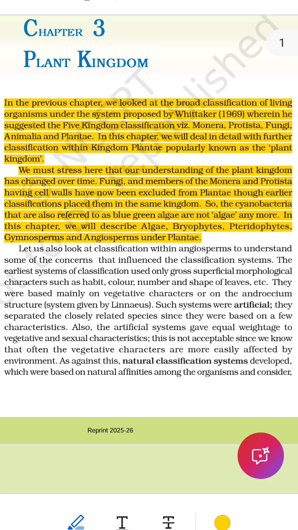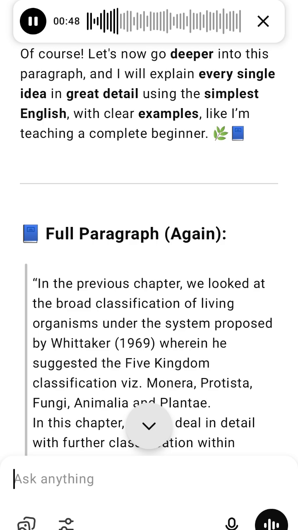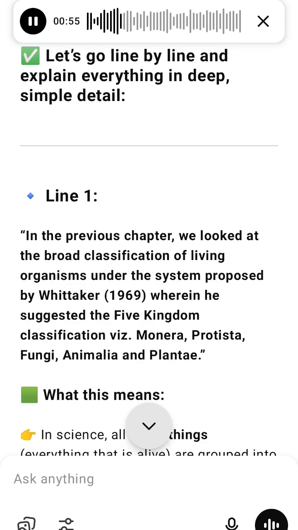2. Focus of this chapter: Plantae, the plant kingdom. In this chapter, we will study only the plant kingdom, Plantae, in more detail. Inside the plant kingdom, there are many different kinds of plants, and they are further divided into smaller groups.